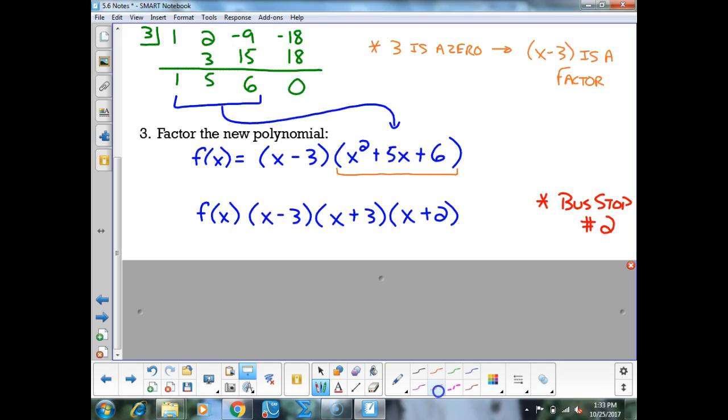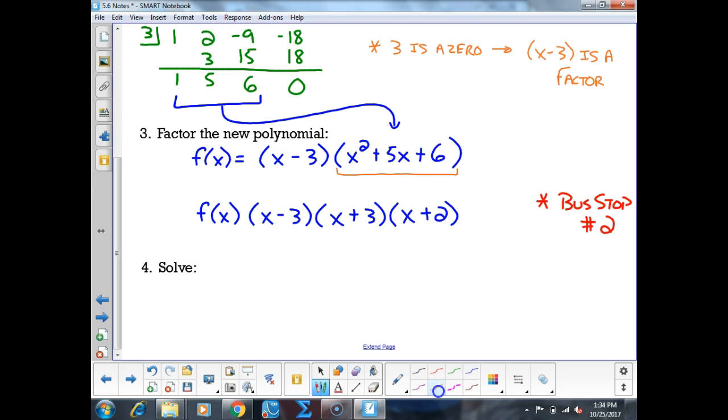What if this trinomial is not factorable? Quadratic formula, right? Okay. And then this step up here would be bus stop number 2, right? What if you started with an x to the 4th original function? You'd have to find 2 zeros first to get it whittled down. Okay? And so you'd have to get it until you can factor it all the way.